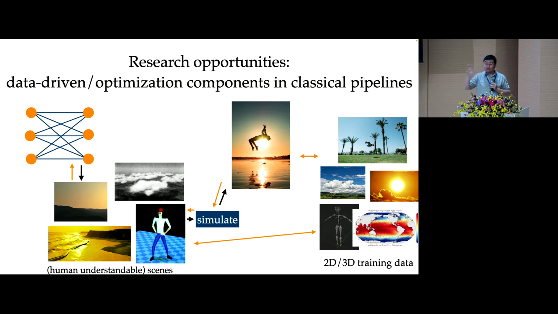And then you can simulate them to get an image or a video, and then you have a bunch of 2D or 3D training data, and then you can use these training data to backpropagate all the way to either create 3D scenes or update the generative part of the pipeline. Okay? And so we have this data-driven optimization component in classical pipelines. And that leads to a lot of research opportunity.